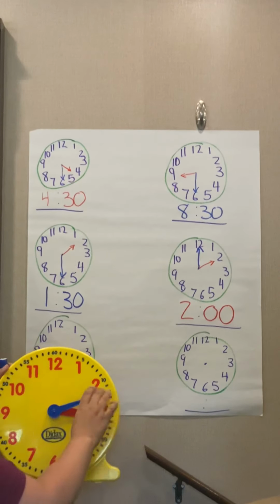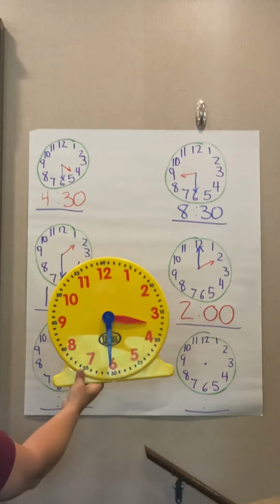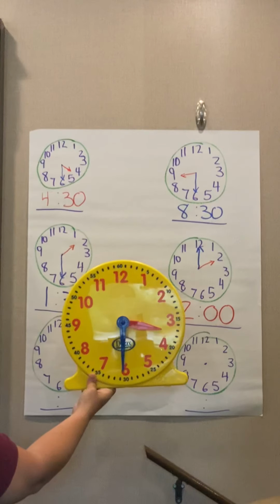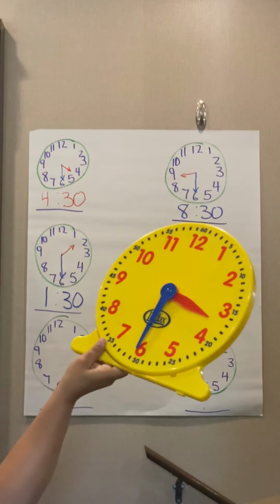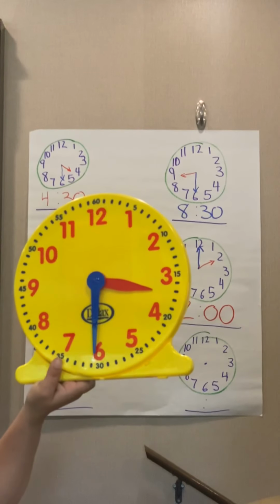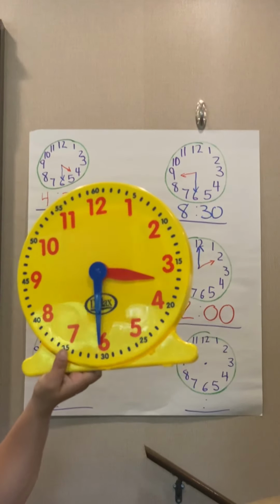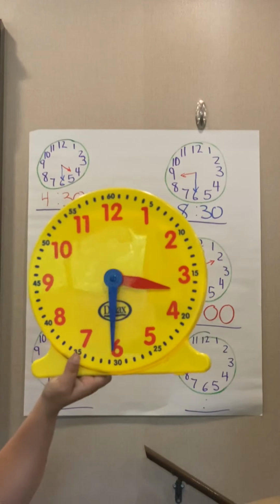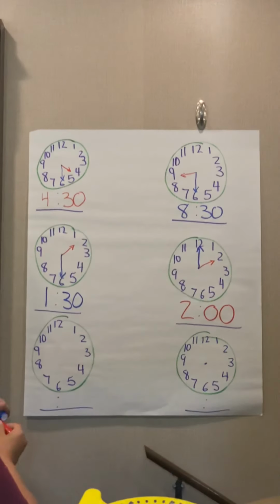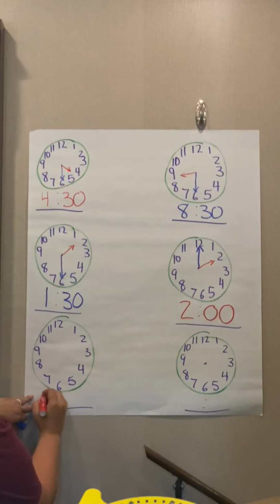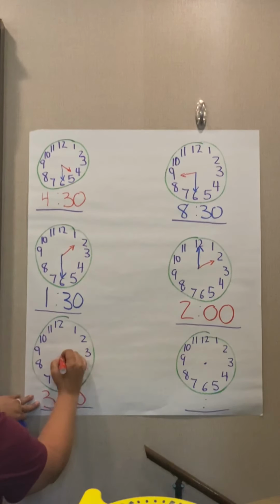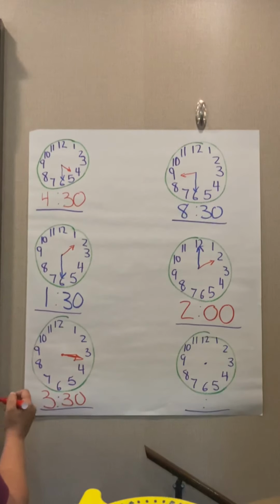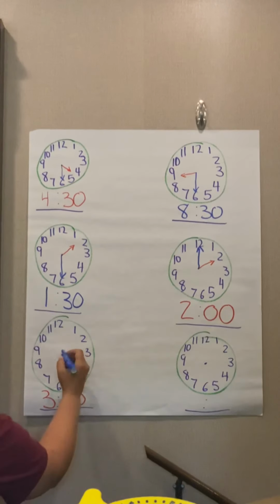Let's do this one. What do you think our hour hand is pointing to? What is our hour hand pointing to? Our hour hand is just past the 3, and our minute hand is pointing down to the 6. So it is 3:30. My short hour hand is going to go just past the 3, and my minute hand is going to go straight down to the 6.